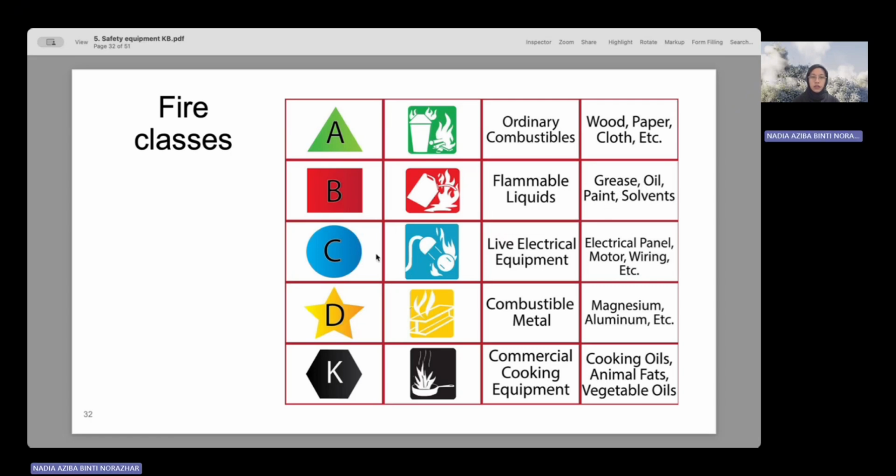The next is C, the blue color. It is to be used for live electrical equipment such as electrical panel, motor, wiring, etc. Next is D, the yellow one. It is used for combustible metal, such as magnesium, aluminium, etc. The last one is K, which is a black color. It is used for commercial cooking equipment, such as cooking oils, animal fats, and vegetable oils.